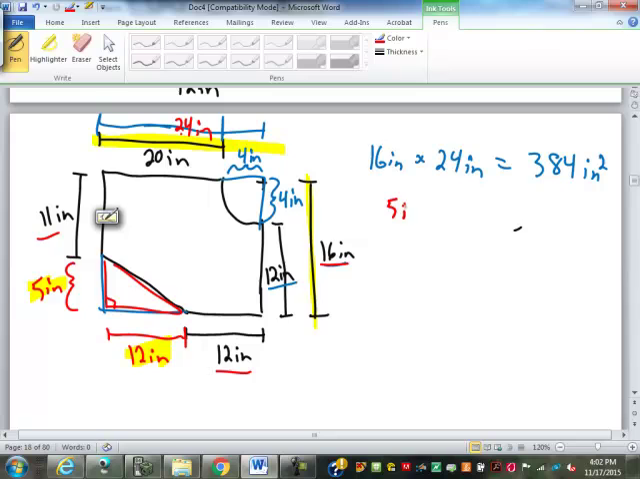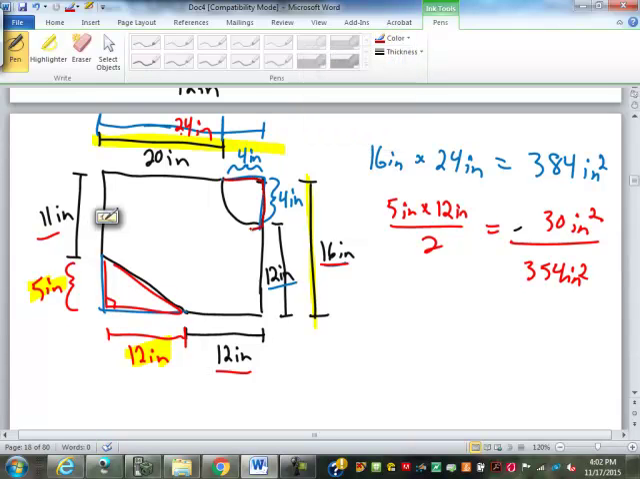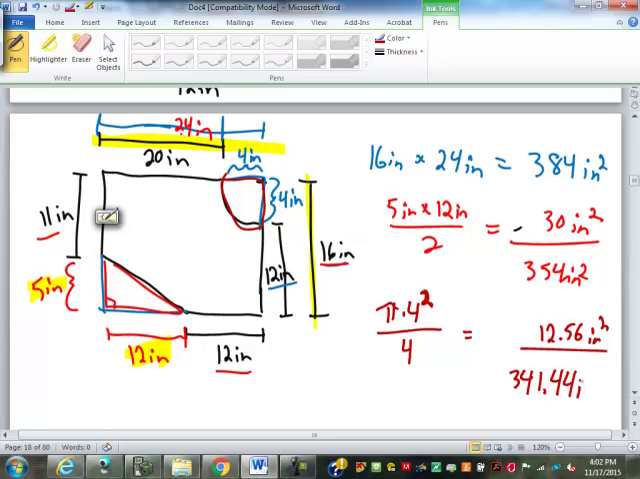So then that is 5 inches by 12 inches divided by 2 because it is a triangle. Gives us 30 inches squared. We subtract that out, we're down to 354 square inches. But then we also have this quarter circle here. That quarter circle is going to be pi times 4 squared divided by 4. Right? Pi times radius squared, and the radius is 4. But it's only a quarter circle, so we divide it by 4, which gives us 12.56. We subtract, this is 341.44 inches squared. That is our area.